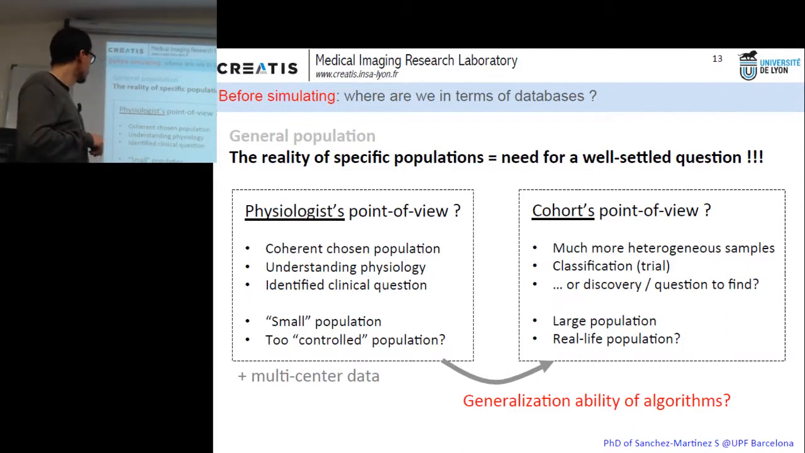So when you move to multicentric data, you may see changes. And when you move to cohorts, you have much more data, 1,000 cases, more heterogeneous, but that's real life data. And you need to reset your question. Do you want to do classification, like giving a medicine and seeing who responds or does not respond to it, or integration points? So that's a large population and a real life question.